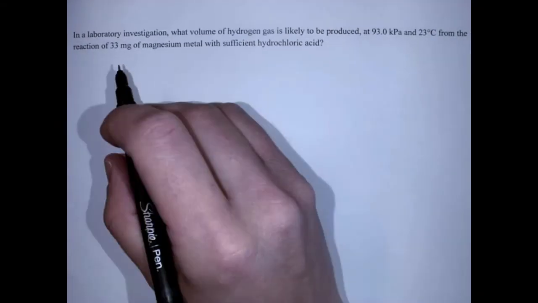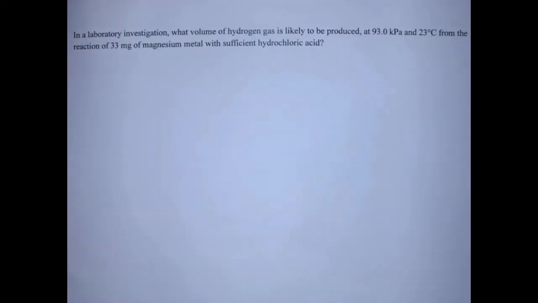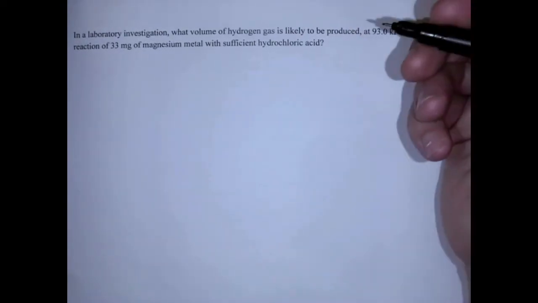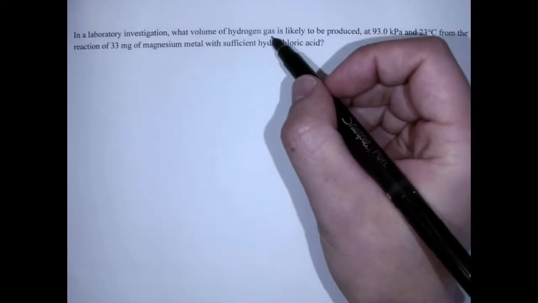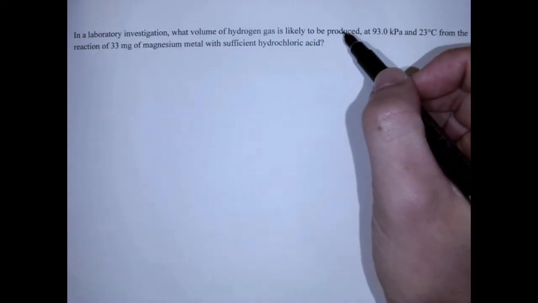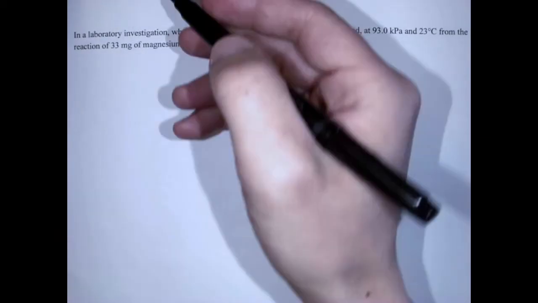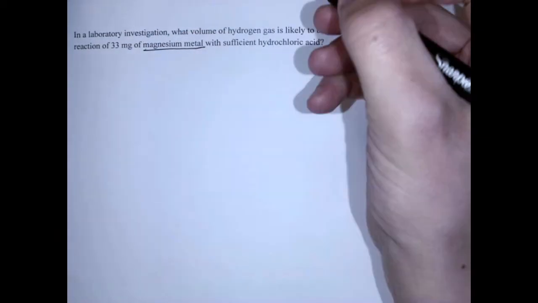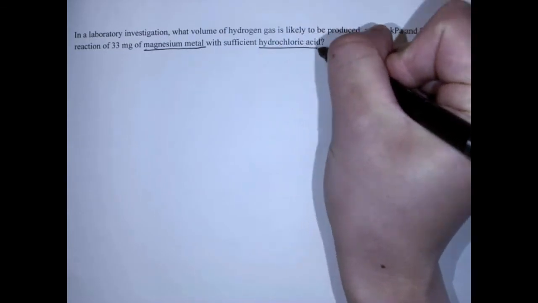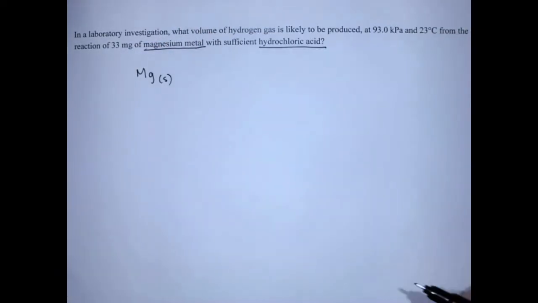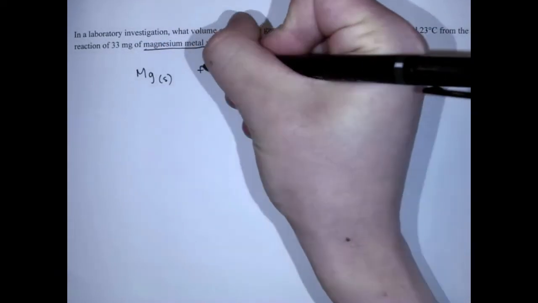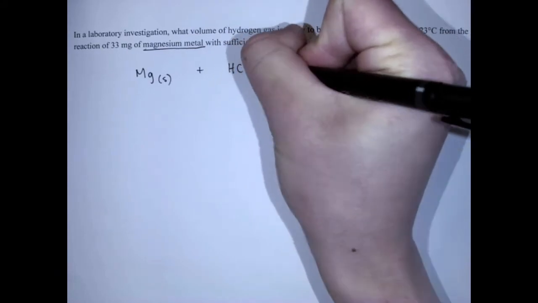All right, so let's start off by writing out the balanced chemical equation. So what is actually going on? Let's read this again. What volume of hydrogen gas is likely to be produced from the reaction of magnesium metal with sufficient hydrochloric acid? So I've got magnesium plus hydrochloric acid.